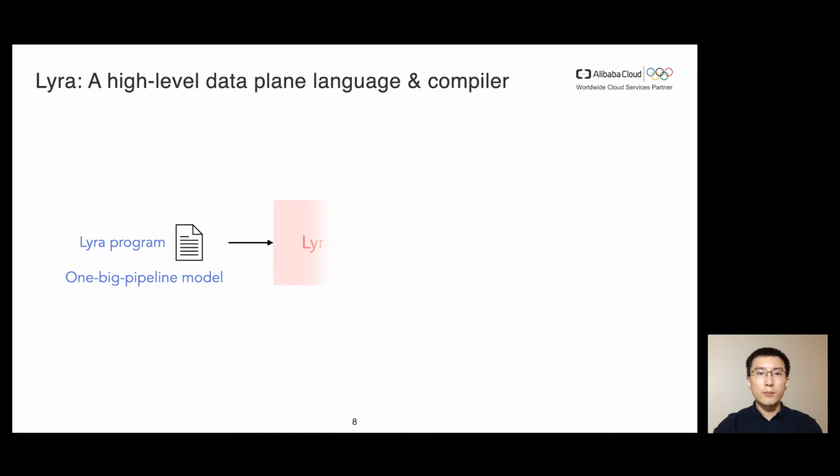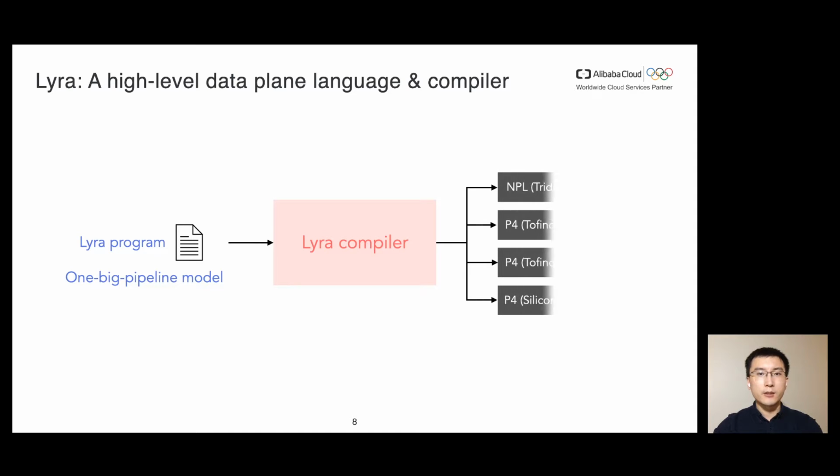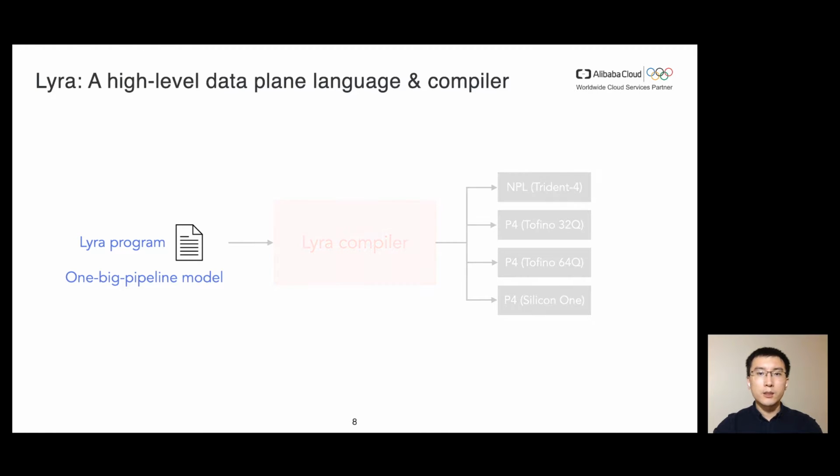Lyra offers a one-big-pipeline abstraction. It is the interface we provide to the programmer that hides the previously mentioned three challenges. The programmers only need to write down their intent through the Lyra language. The Lyra compiler can solve the three challenges and compile the program into the chip-specific program for each switch. Let's first see why we need a new abstraction.